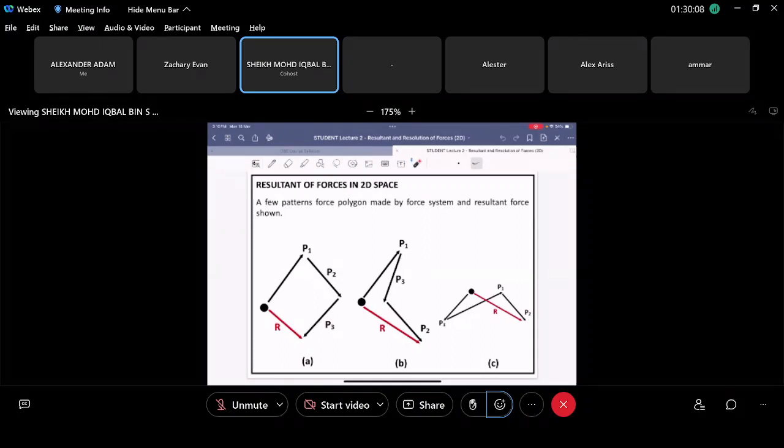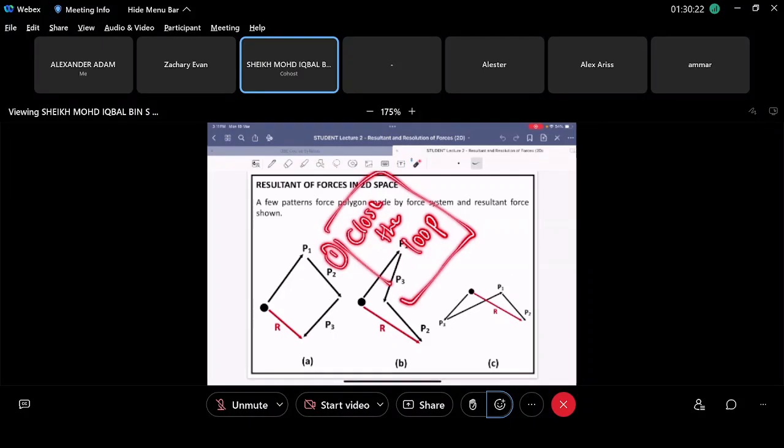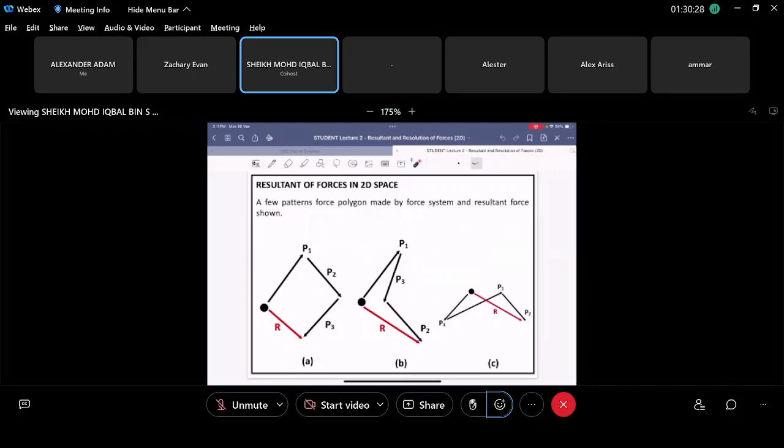It's up to you. You can rearrange it however you want, but the key thing that you need to do is close the loop. You cannot have an opening, right? So you can rearrange the forces, for example, like this. I rearrange it: P1 going here, P2 going here, P3 going here, and then I close the loop. So your resultant force is from here to here, right?